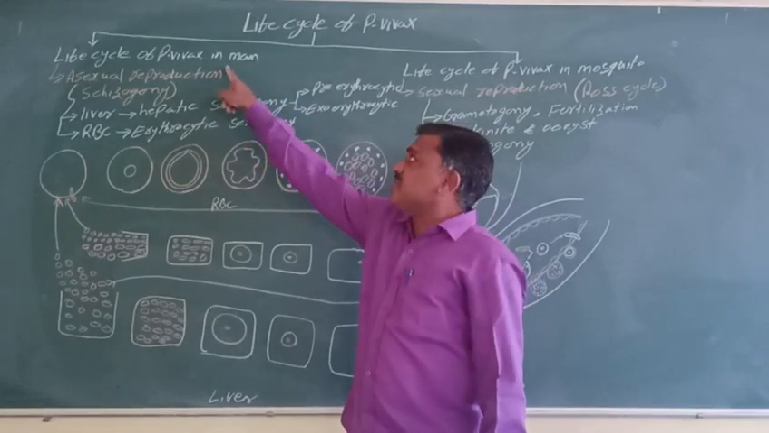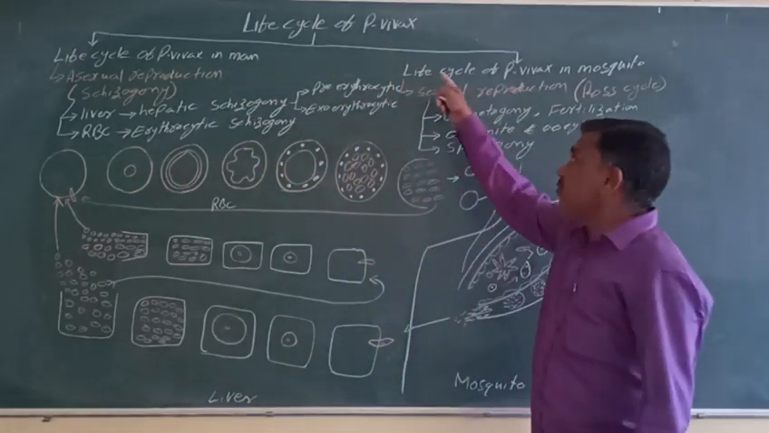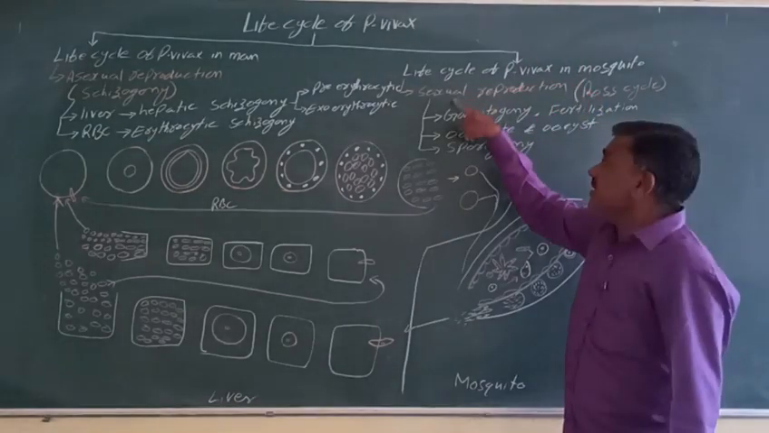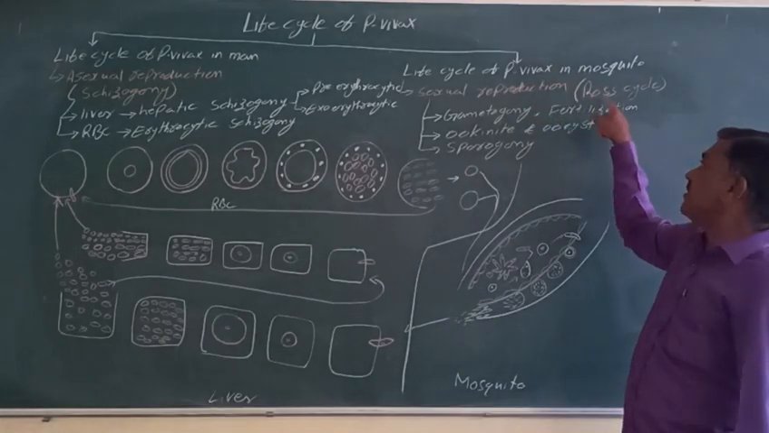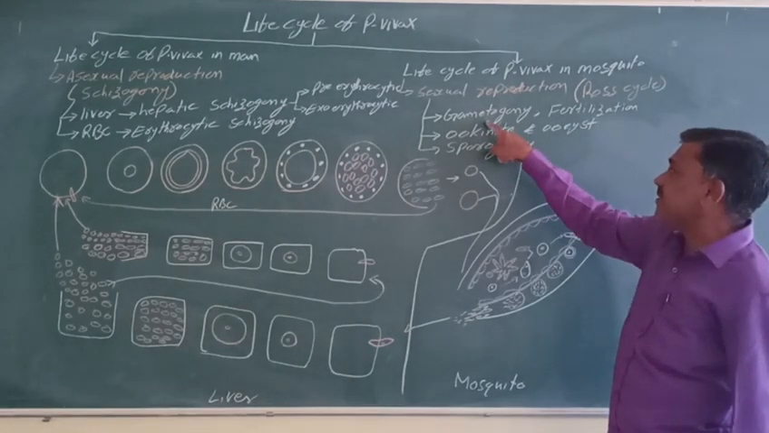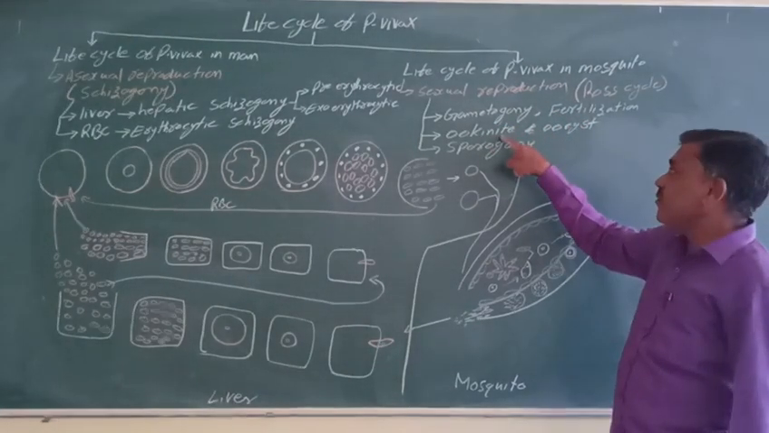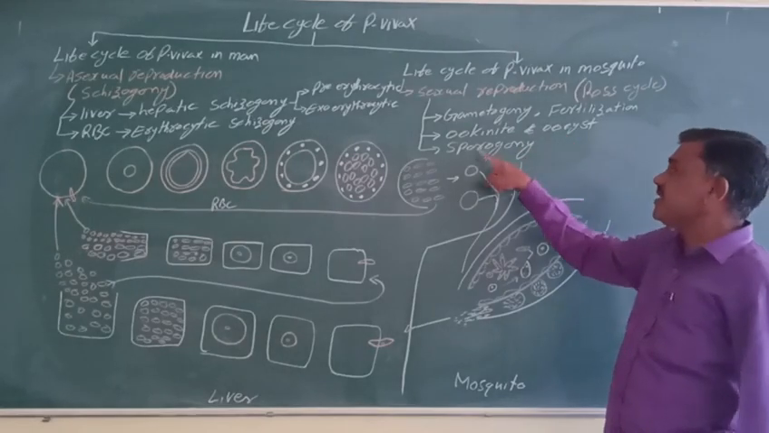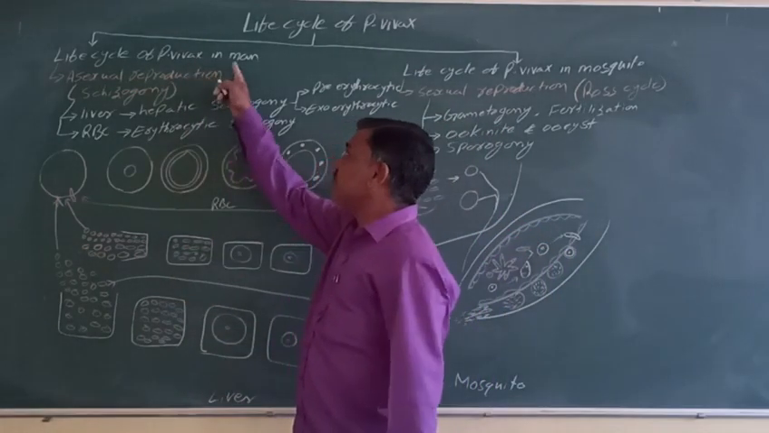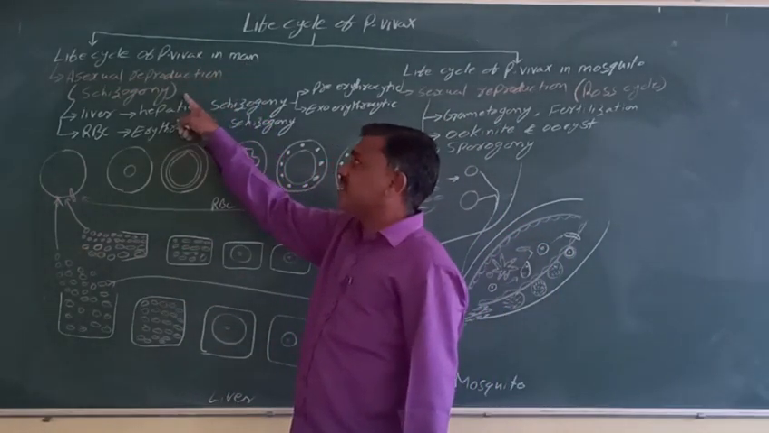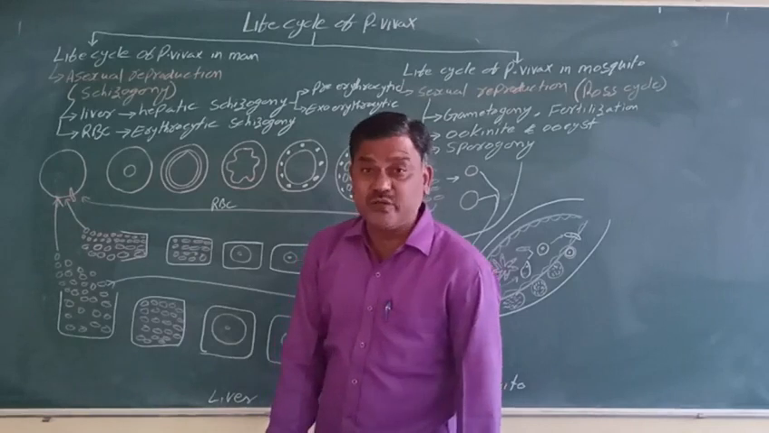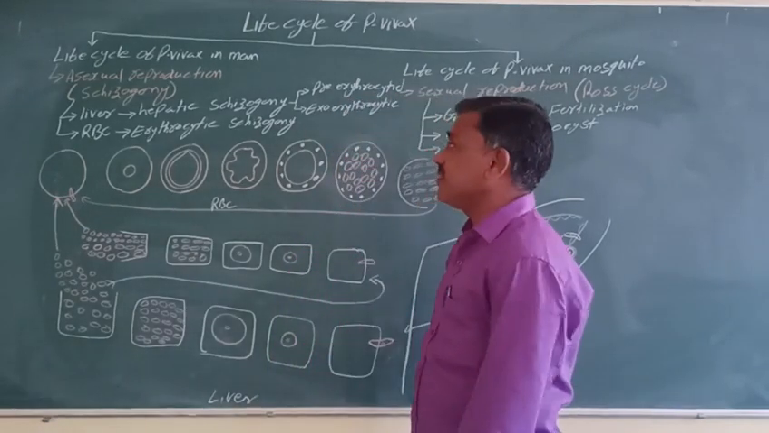Plasmodium's asexual reproduction occurs in man, and Plasmodium's sexual reproduction occurs in the mosquito. The sexual reproduction occurring in the mosquito is called the Ross cycle, and it is differentiated into a number of steps: gametogony, fertilization, ookinete and oocyst formation, and sporogony. And already you know, the life cycle of Plasmodium in man occurs by asexual mode, and this process we call schizogony.